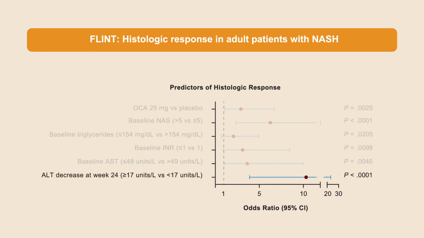A key caveat that we noticed that could be used clinically was if a patient started with an ALT of 60 and it went down by 17 points or higher, then that patient had a higher rate of histologic response. And this was at the 6-month time point.